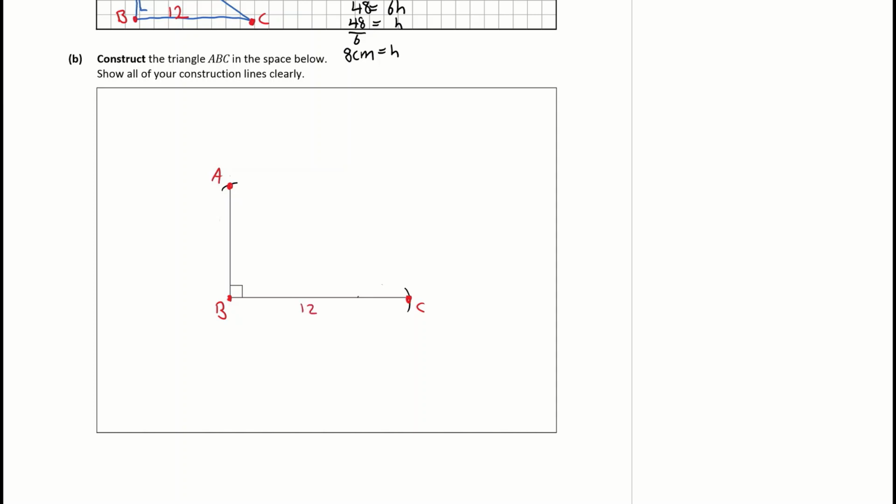Fill in the dimensions. We have 12 centimeters here, and we have the perpendicular height of 8 centimeters. So use your ruler to measure these. I'm then going to get my ruler and connect A to C. And I've created the triangle ABC. Just make sure in this question to use your ruler to get the correct lengths, the 8 and the 12. Use your set square to create the 90 degrees at B, and show all of your work. So when you've measured the length of the line, just put that arc with your compass to show your workings.